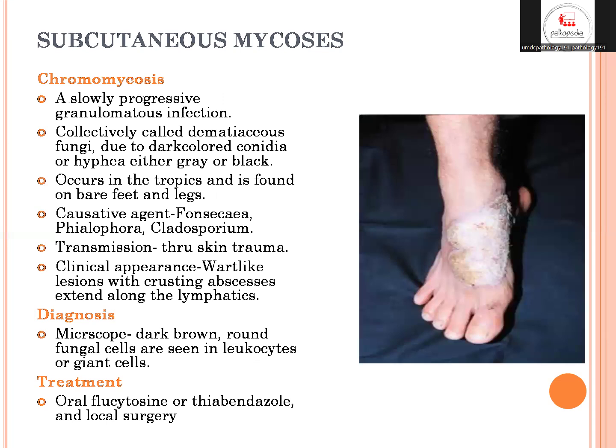The second form of subcutaneous mycosis is chromomycosis, a slowly progressive infection, collectively called pigmented fungi, due to dark-colored conidia, either gray or black. It occurs in the tropics and is found on bare feet and legs, caused due to Fonsecaea, Phialophora, and Cladosporium. Transmitted through skin trauma, it clinically appears as wart-like lesions with crusting abscesses extending along the lymphatics, as shown in the picture. It can be diagnosed by using a microscope only.